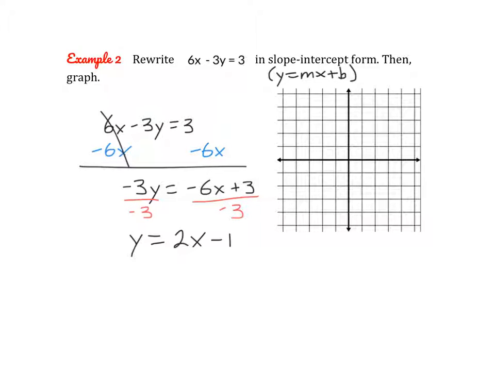So this should be something that we are able to graph. We can see that our slope is 2 over 1, meaning up 2, right 1. And we can see that our y-intercept is at (0, negative 1). So we start at the intercept and follow the slope. Up 2, right 1, up 2, right 1, or down 2, left 1 to move backwards. Connect your dots and you are all done.